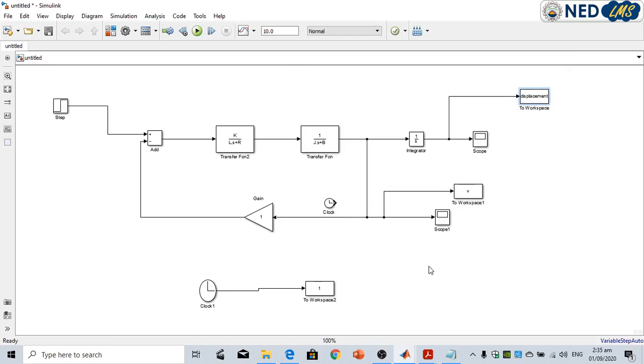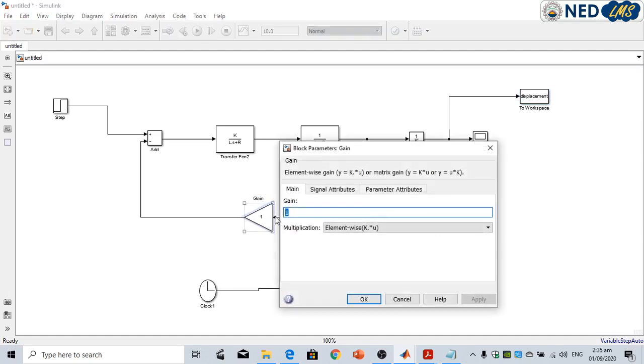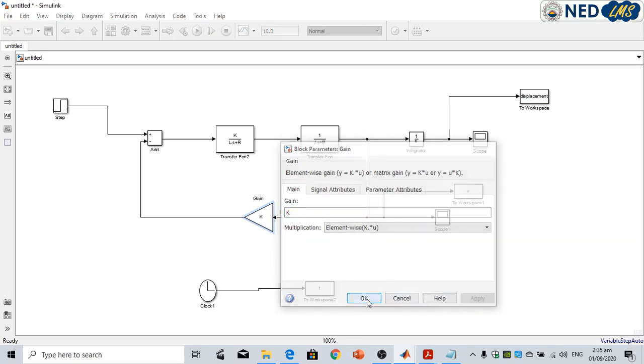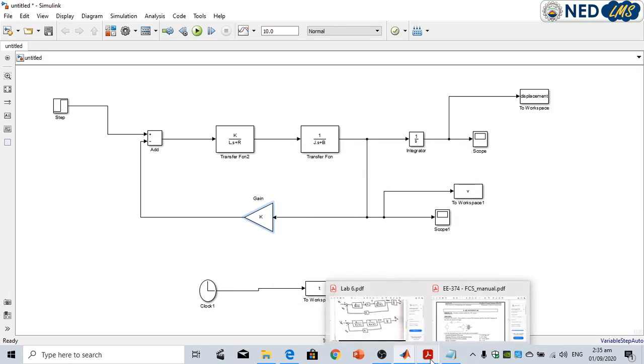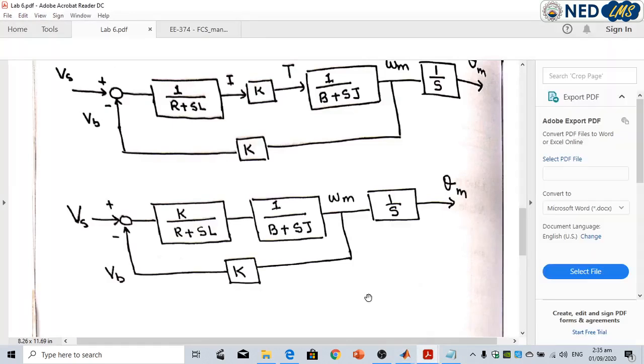This is the Simulink model for the DC motor. Delete this extra clock here, and also calibrate the gain of this gain block, which is K here. Okay, now compare this Simulink model with our required model.